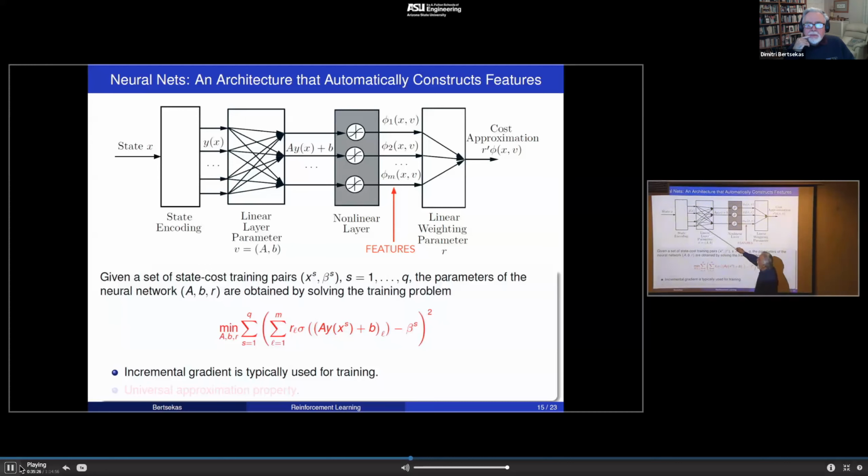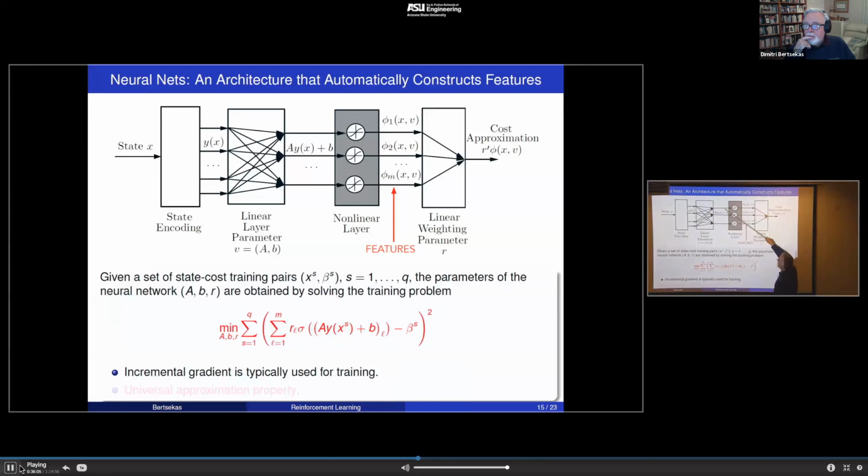And then you pass this y vector through a matrix A, which is a rectangular matrix. The entries of this matrix are adjustable parameters. So part of the parametric form of this neural network is this matrix. This is one set of parameters. And also there's a constant offset B. So in this linear layer, there are parameters given by A and B, potentially a large set of parameters.